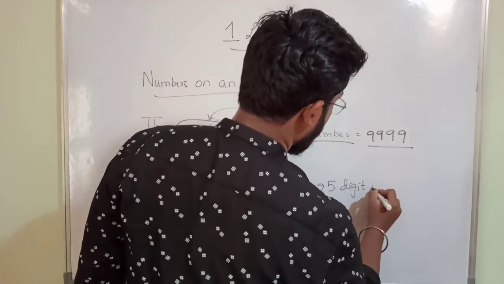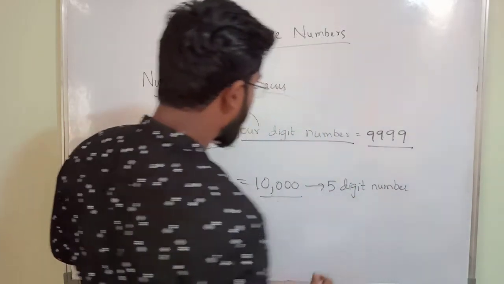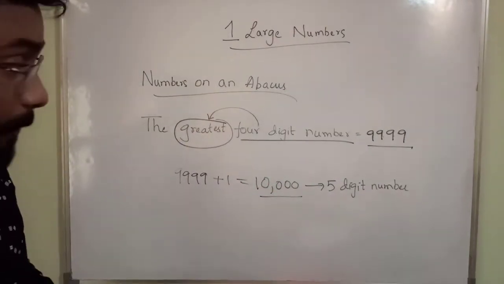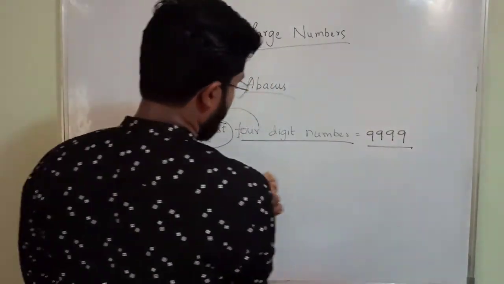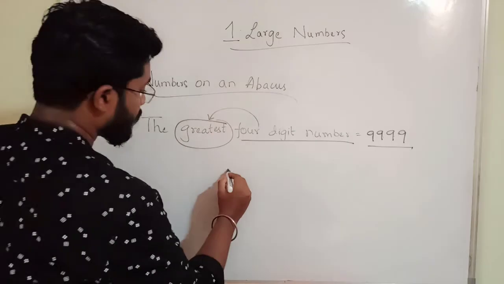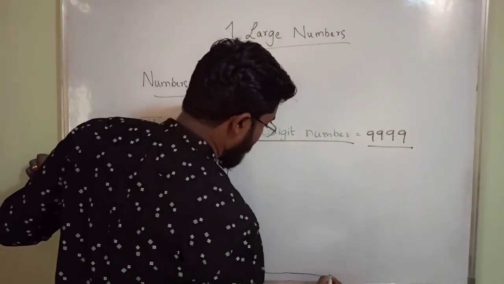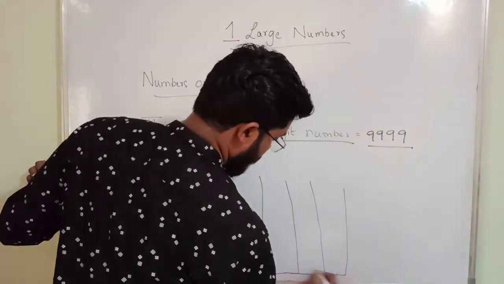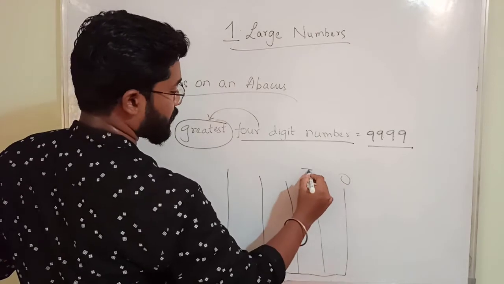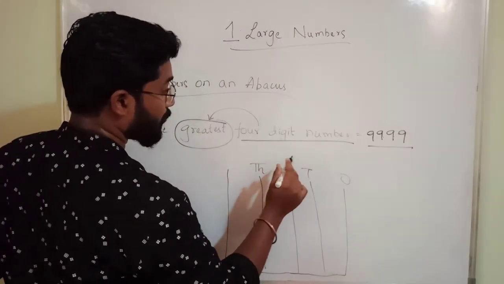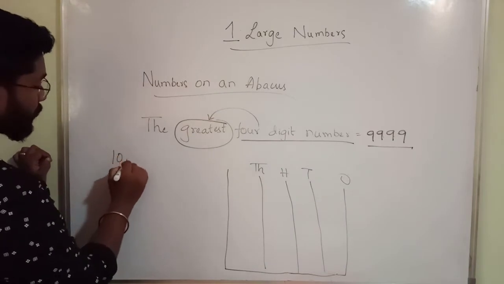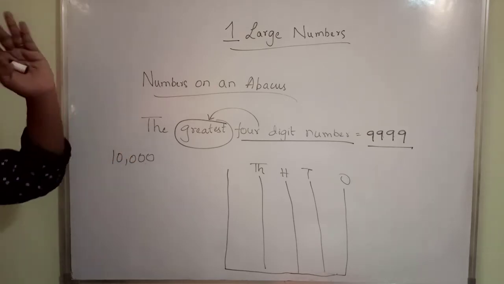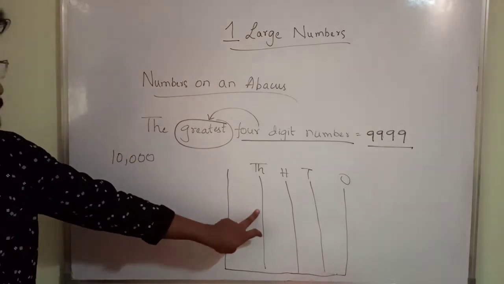10,000 is a 5-digit number. So when you are entering the numbers starting from 10,000, there is one more rod introduced in your abacus. What is that rod? Just now we have seen. So take this. This is ones place, tens place, hundreds place, thousands place. Starting from 10,000, the numbers equal to 10,000 or greater than 10,000, you can't represent in thousands form.